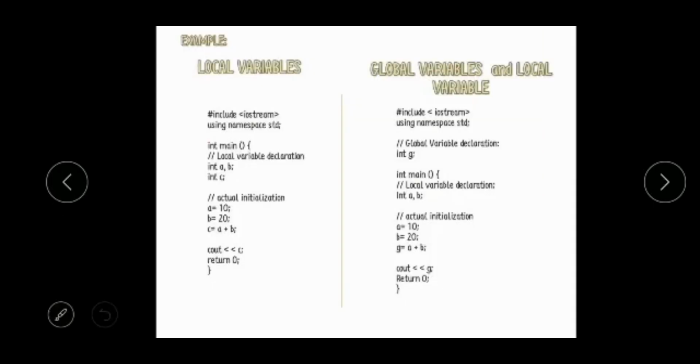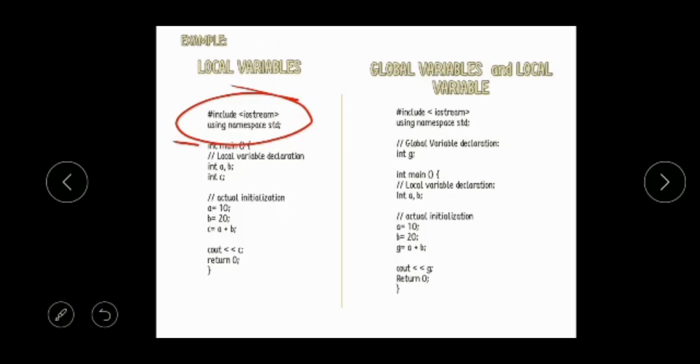So, here's an example of a local variable. Hashtag include iostream, using namespace std. The iostream header is used to perform input and output operations. Next is int main. This is the main entry point of the program. Execution of the program starts from here.